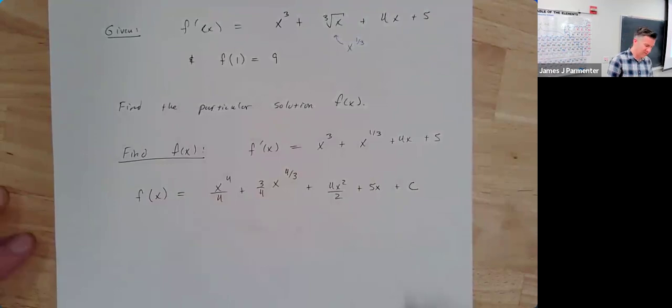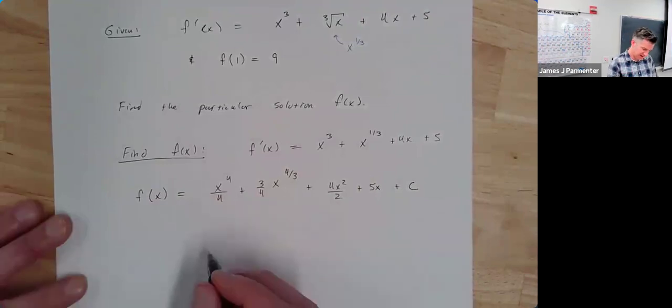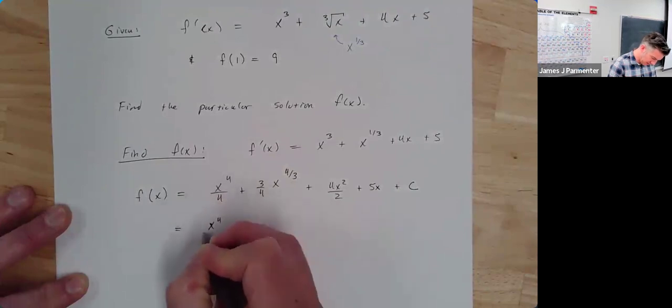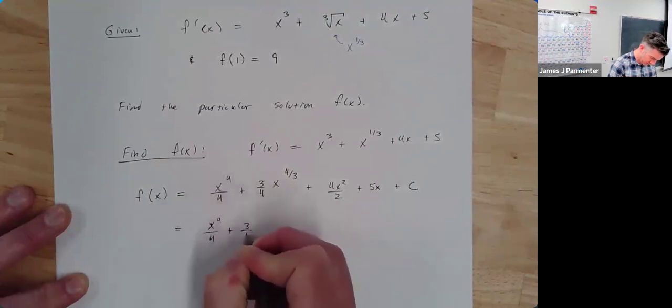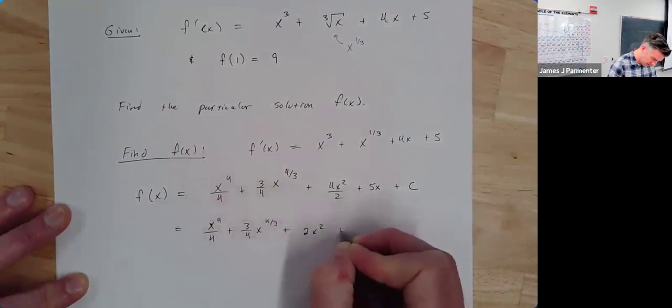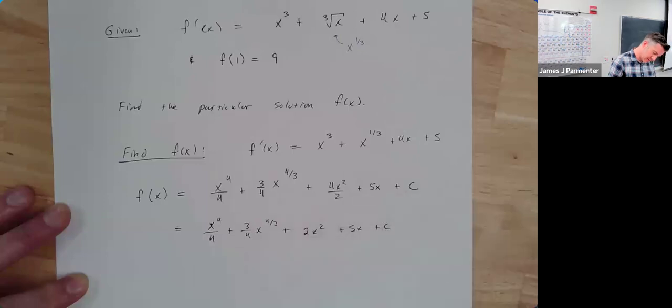And yes, we could simplify this a little bit. I don't really want to, but I will. Simplifying is not really anyone's favorite. This is x to the 4th over 4 plus 3/4 x to the 4/3 plus 2x squared plus 5x plus c.